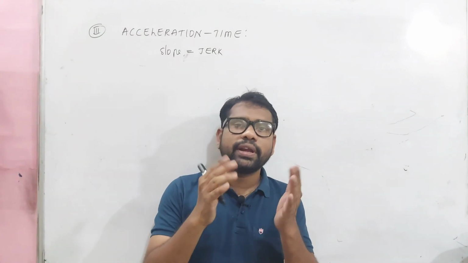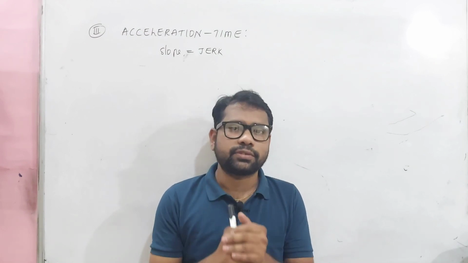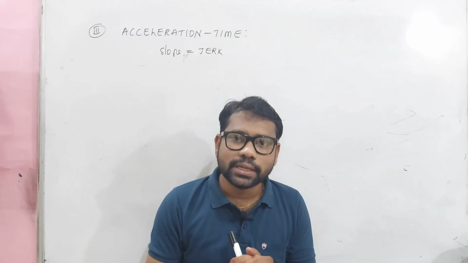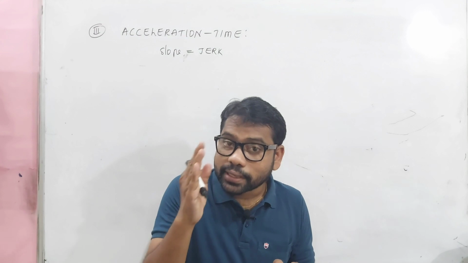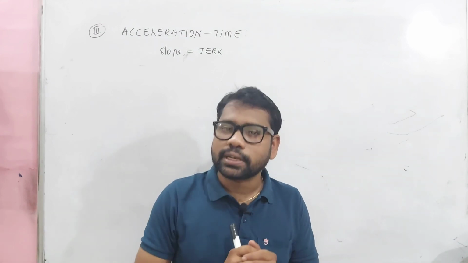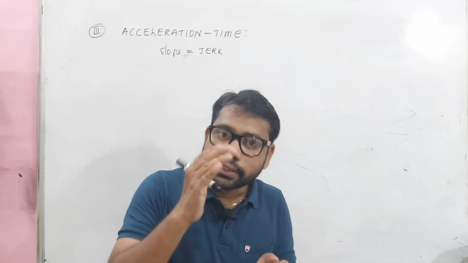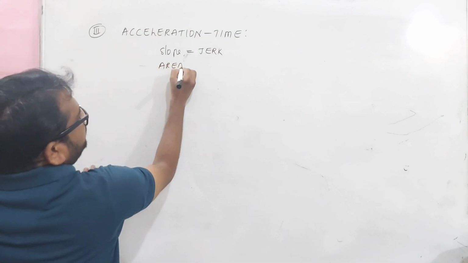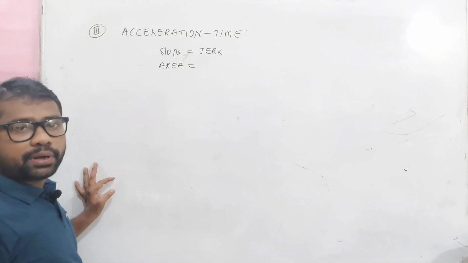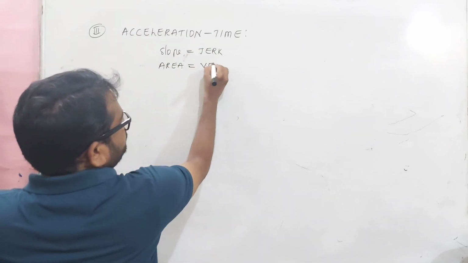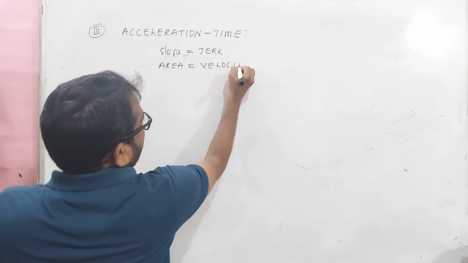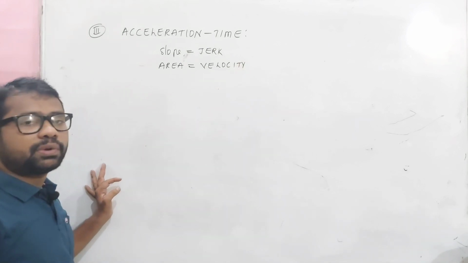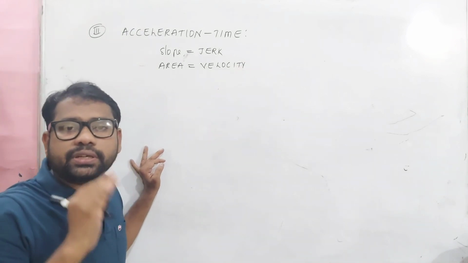But children, nowhere in examination they will ask about jerk actually. Just conceptually we will learn. What is a jerk, children? The rate of change of acceleration, that is the slope of the acceleration time graph. And the important thing is that the area under the acceleration time graph gives velocity, which means by finding the area under the acceleration time graph, we can calculate the velocity.